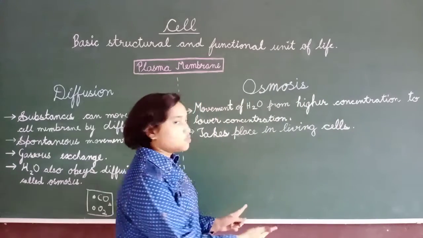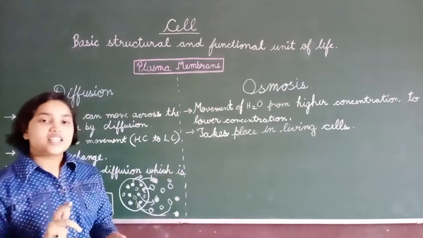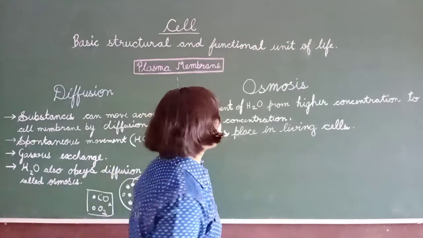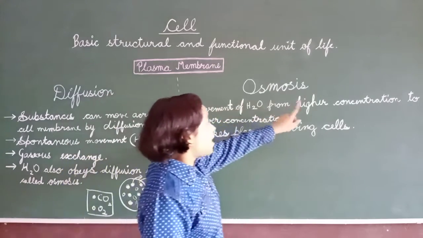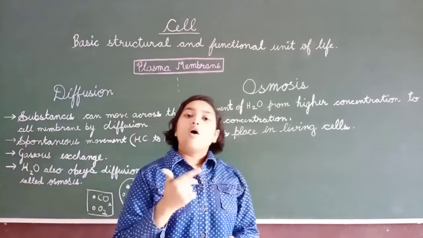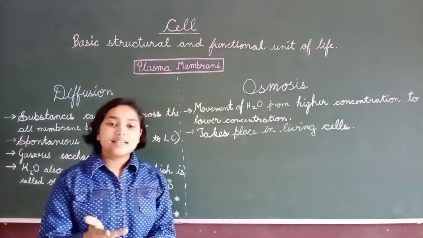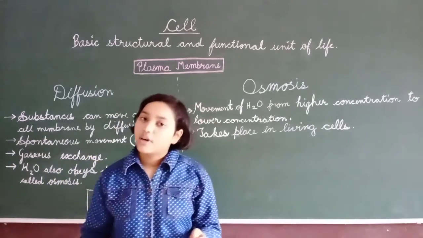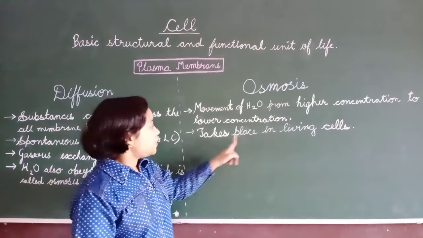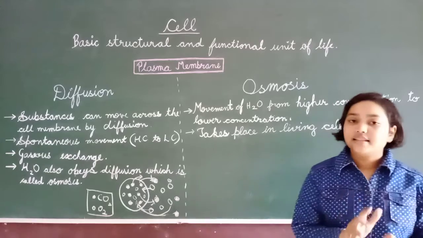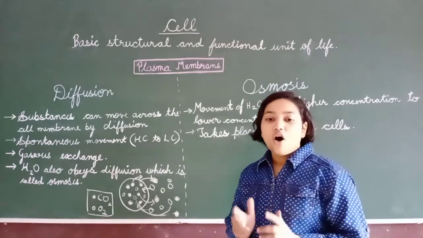Now we come to osmosis. Osmosis is a special type of diffusion which takes place with water. It is the movement of H2O from a higher concentration to a lower concentration. It takes place in living cells. Remember that when the cells are dead, they do not perform osmosis.